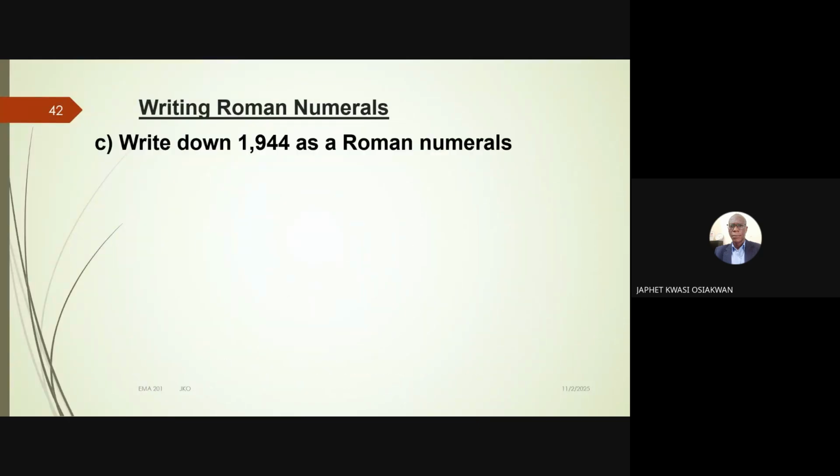We want to write 1944. So try that one. Let's see. 1944, as a Roman numeral. Anybody to tell us what the answer is? Okay, so share your answer with us. What do you get?